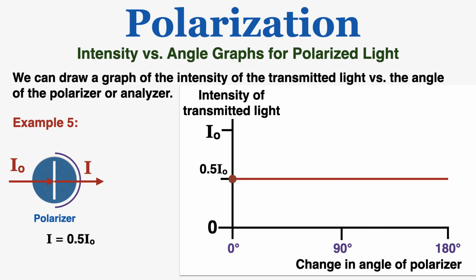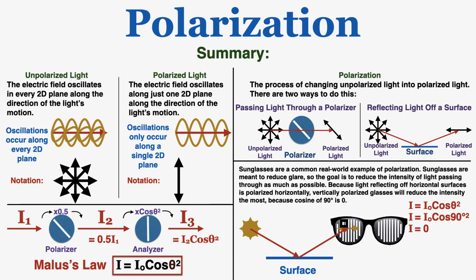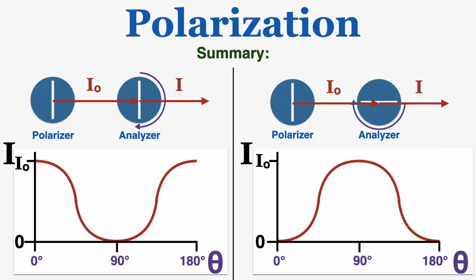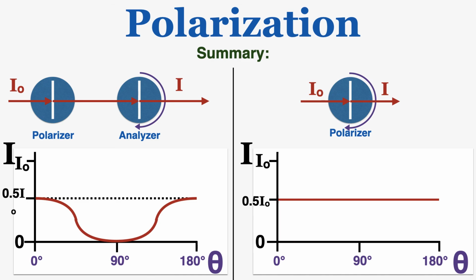So a graph of just a polarizer turning where unpolarized light enters and polarized light leaves is just 0.5 times the original intensity. So this is the summary. This is everything that we talked about: the definition of unpolarized and polarized light, polarization, Malus's law, and an everyday example of polarization with sunglasses, and the shapes of a few common graphs that appear in intensity versus angle graphs. So that's what you need to know about the polarization of light.